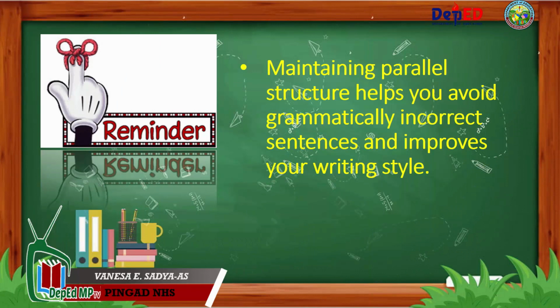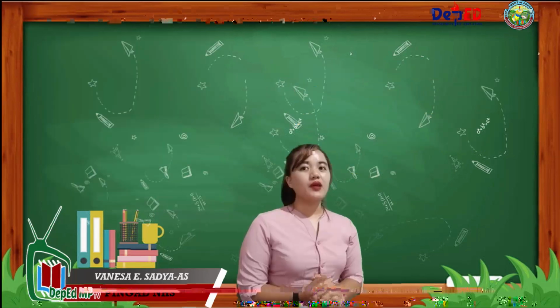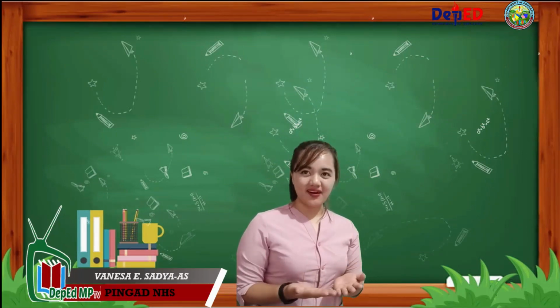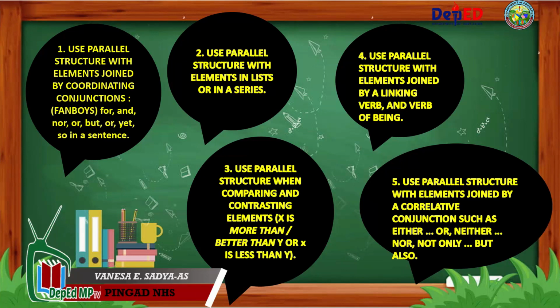Moreover, let us be reminded that maintaining parallel structure helps you avoid grammatically incorrect sentences and improves your writing style. We have 5 rules in parallel structure, and these are: Number 1.